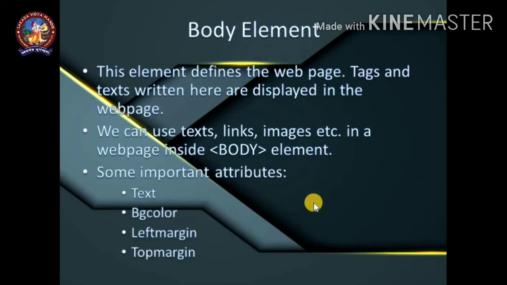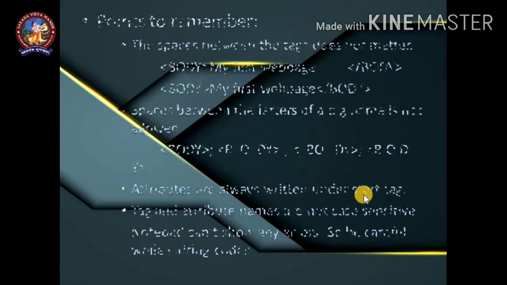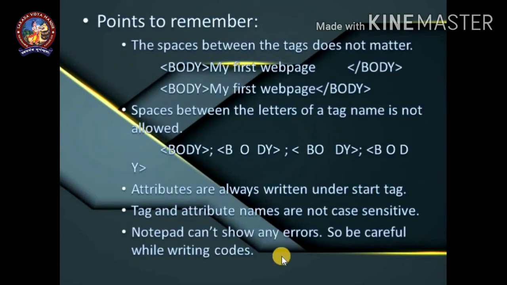But it has some important attributes, like you have learned about the tag attribute. Many tags have attributes. So the body element or the body tag has various important attributes like text, bgcolor, left margin, top margin. We are going to use them later. Okay, so this is all about the discussion, but some points you need to remember here before finishing the lecture.